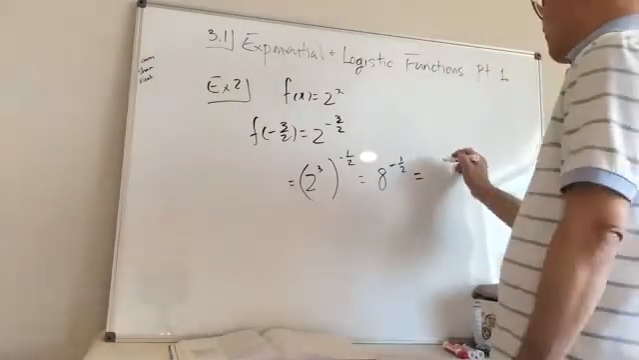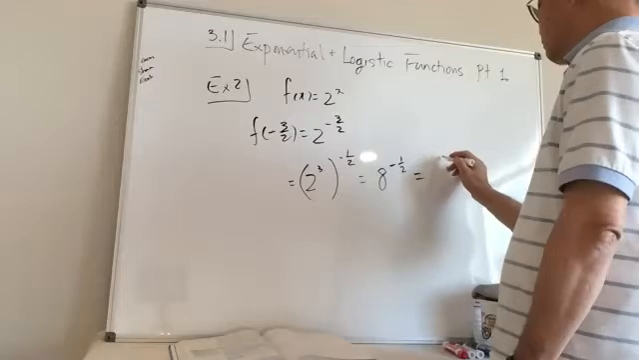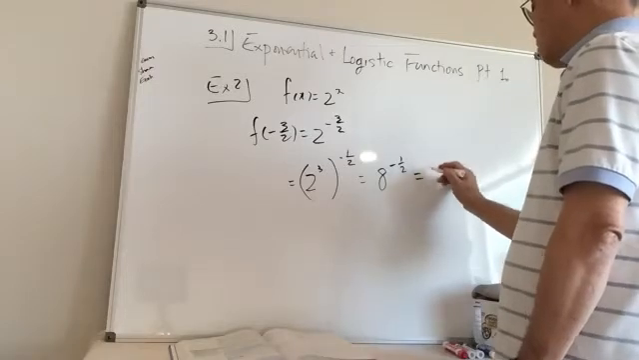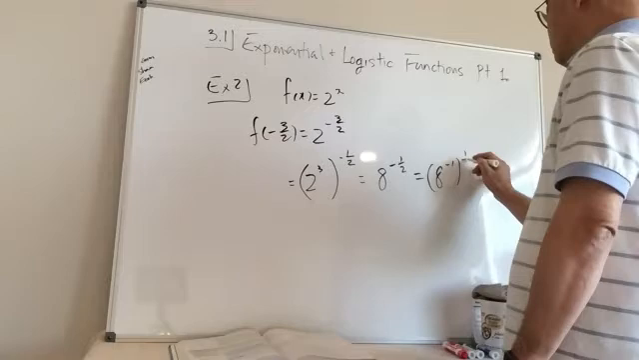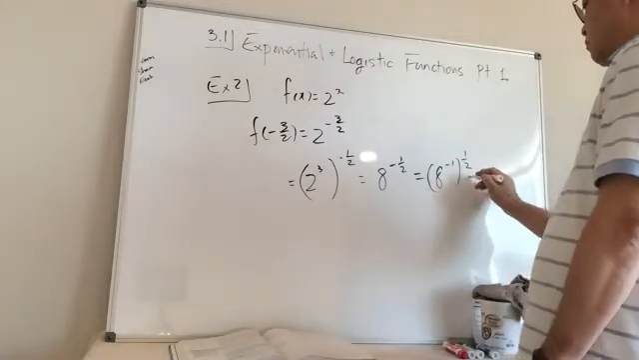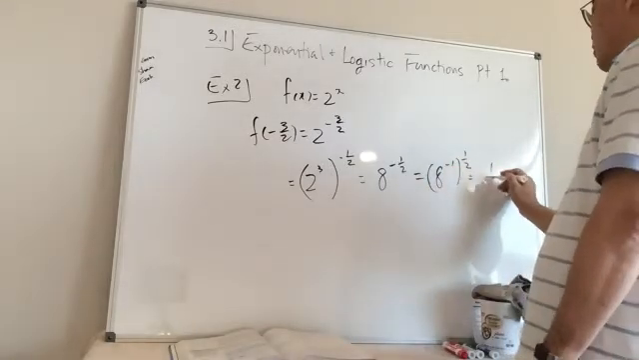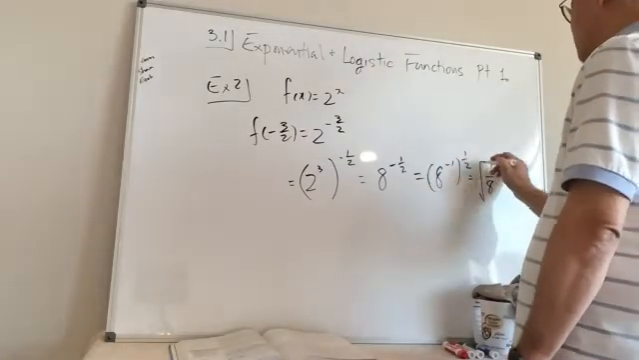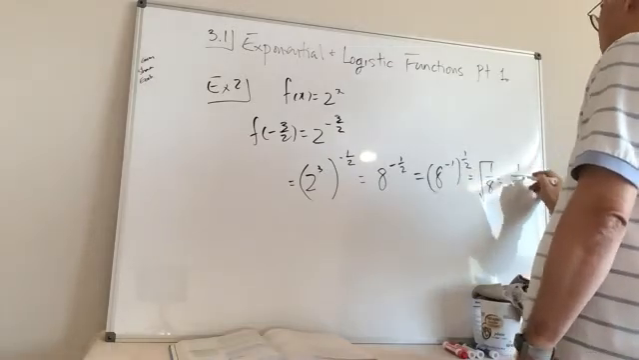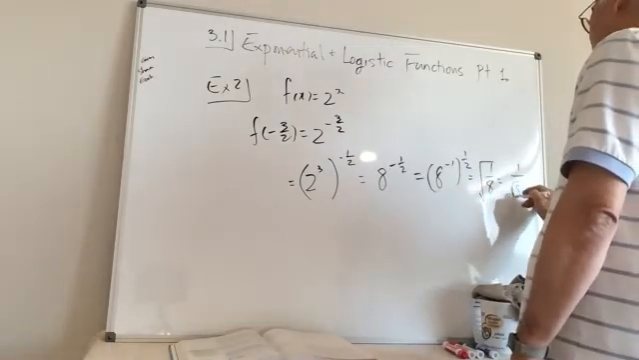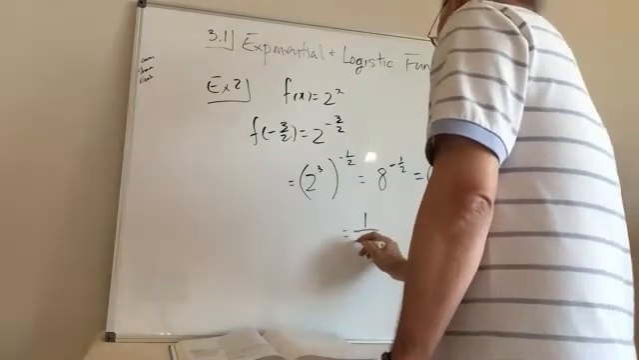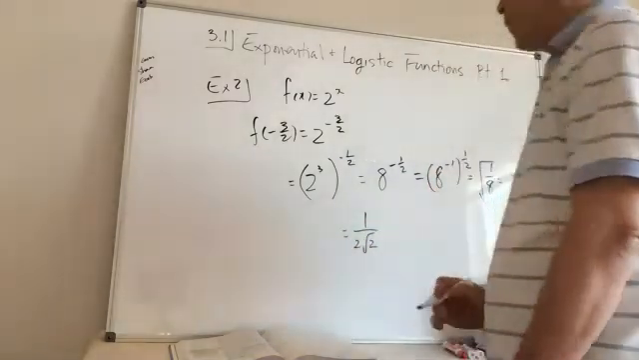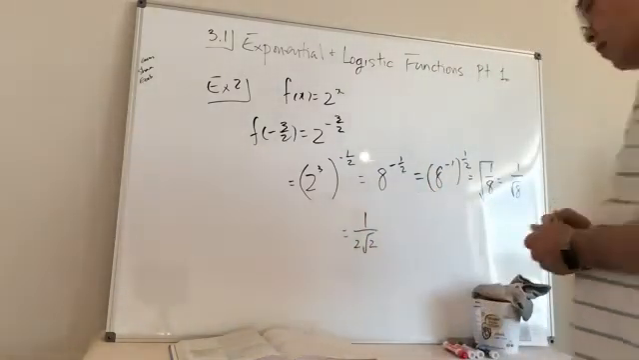Right? So it's going to be 8 to the negative 1/2. 8 to negative 1 is 1 over 8. And we're going to take the square root of that. 1 over the square root of 8, which is 1 over 2 root 2. Okay.